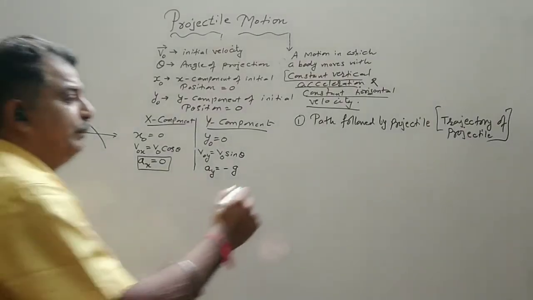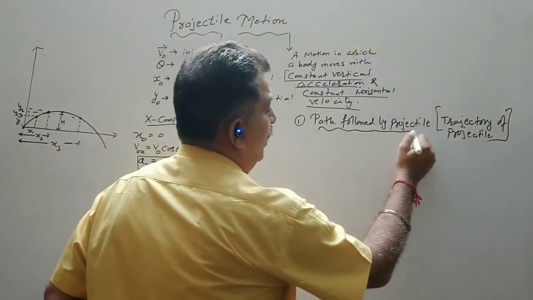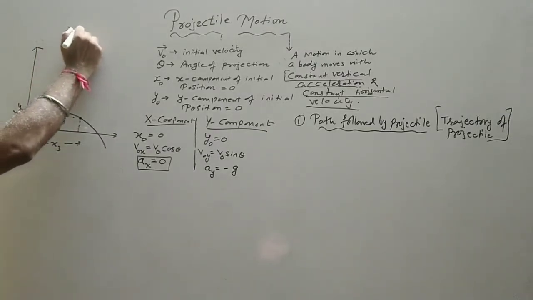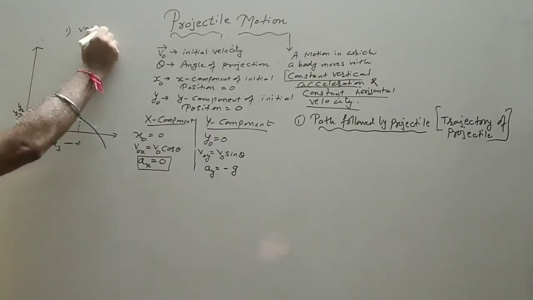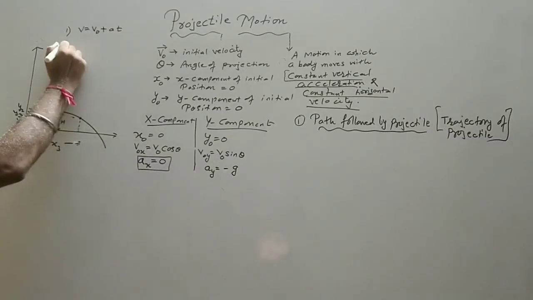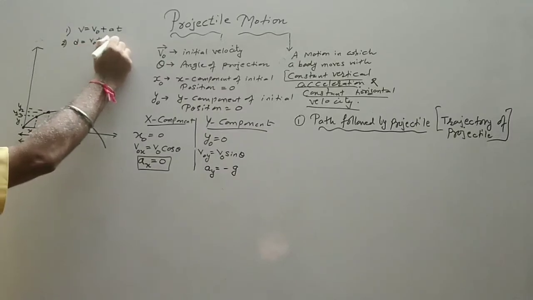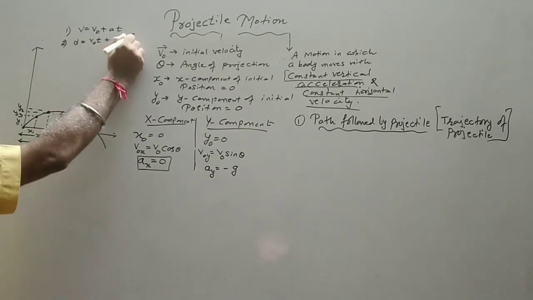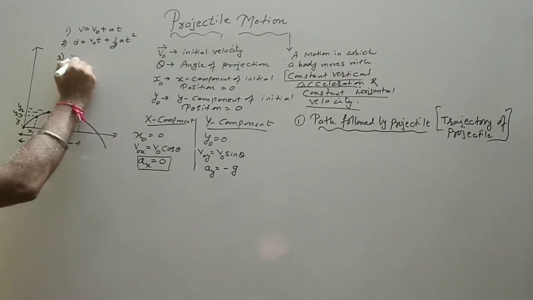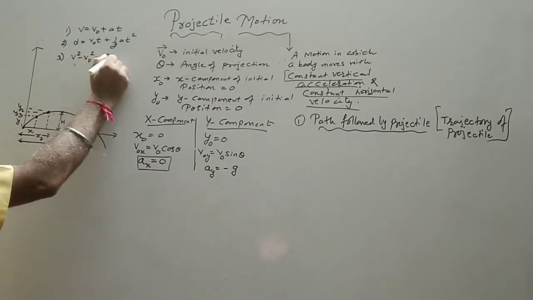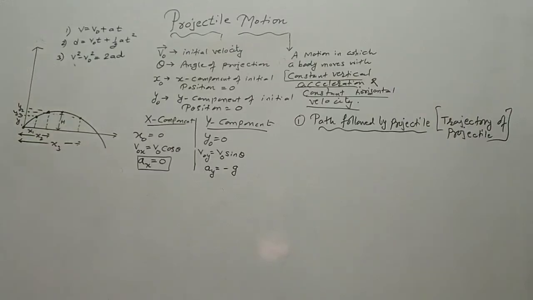So to find out the path followed by the projectile, we first apply the equations of motion. Remember, you have only three equations. First, v is equal to v naught plus at. Second, displacement is equal to v naught t plus half at square. Third, v square minus v naught square is equal to 2ad, where d is the displacement. You have only three equations.